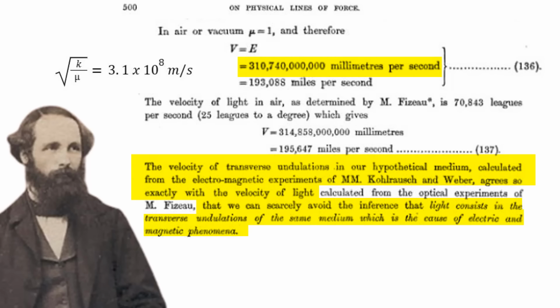In February 1862, Maxwell stated outright, quote, "The velocity of transverse undulations in our hypothetical medium, calculated from the electromagnetic experiments of Mr. Kohlrausch and Weber, agrees so exactly with the velocity of light that we can scarcely avoid the inference that light consists of transverse undulations of the same medium which is the cause of electric and magnetic phenomena."